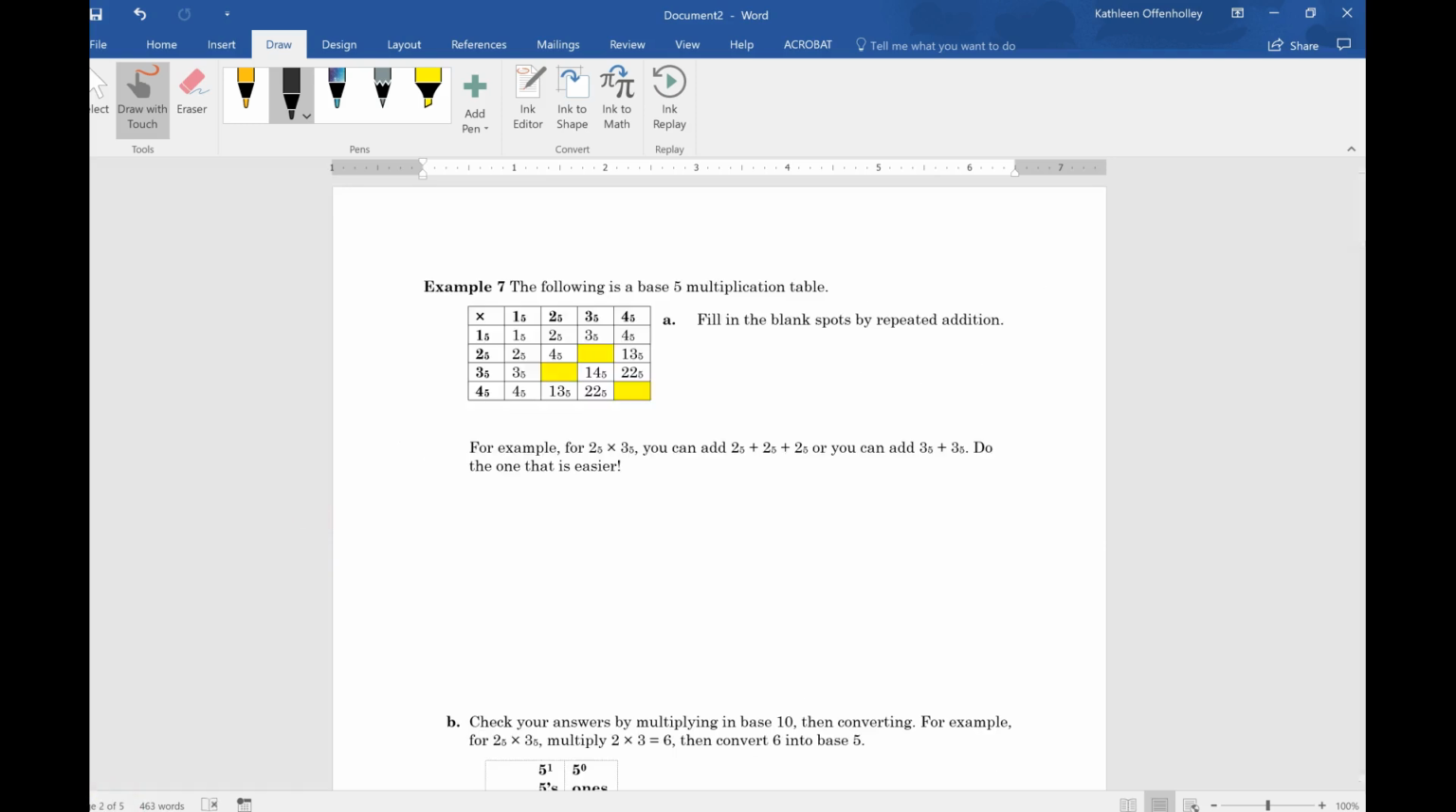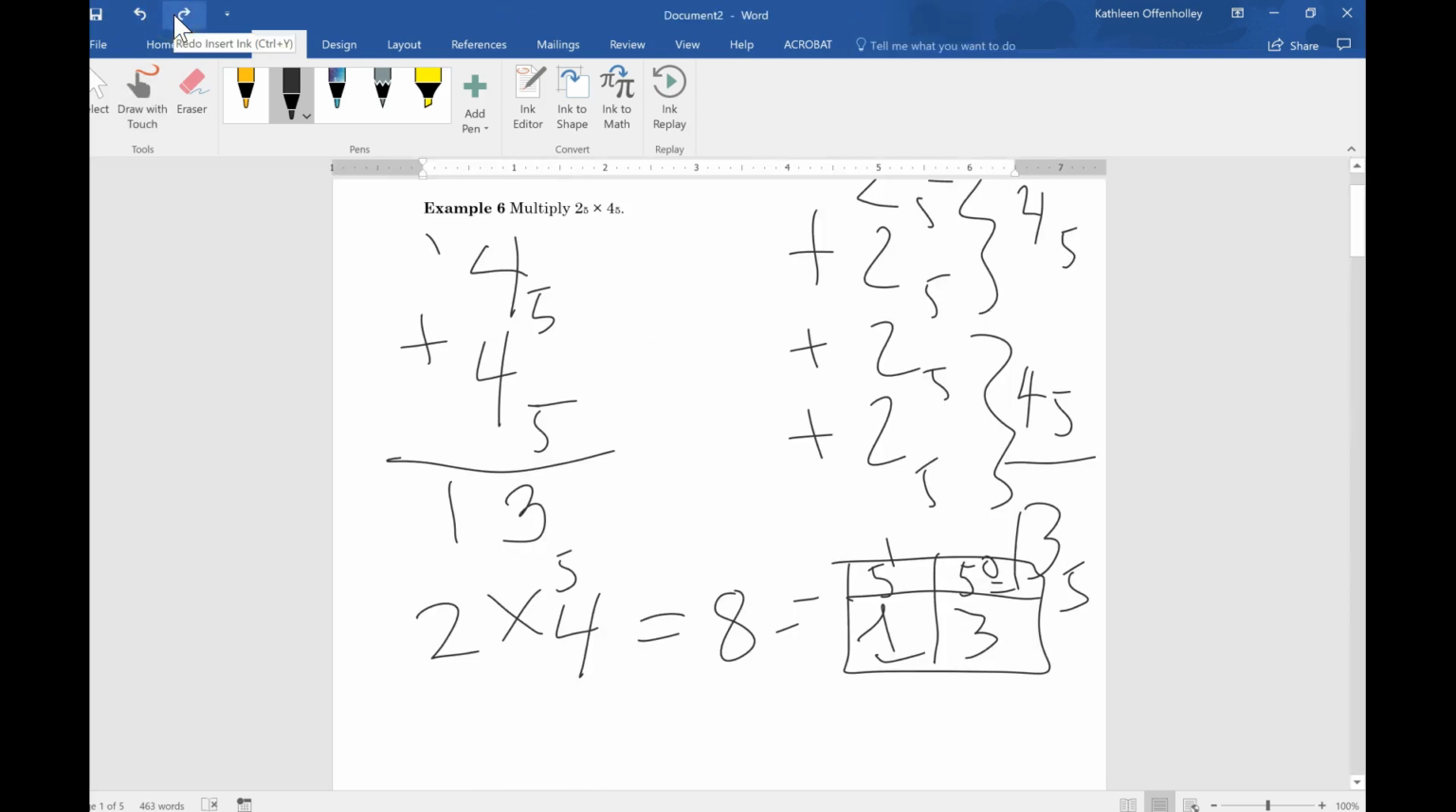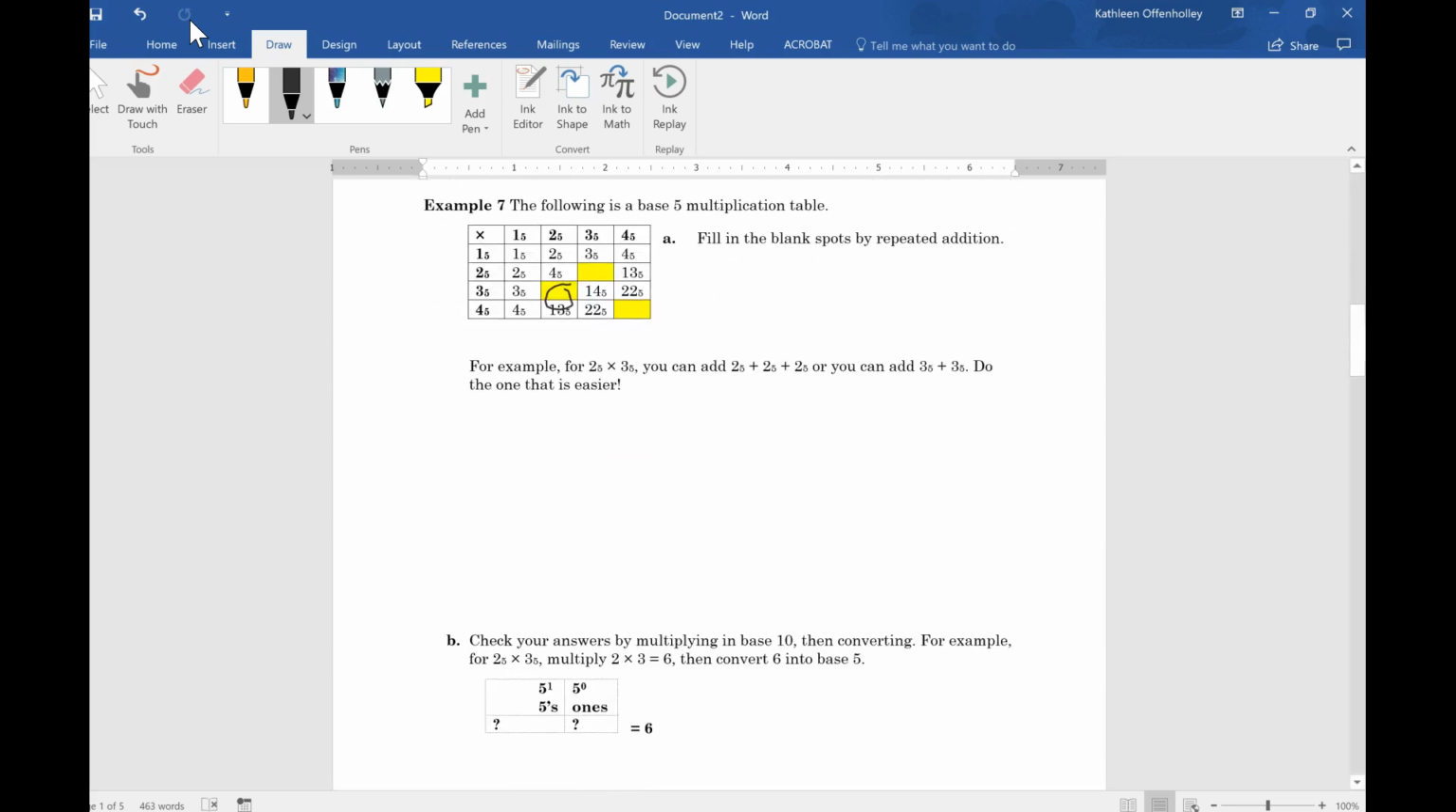Now, also in your textbook, you are asked to complete this base 5 multiplication table, and it has a bunch more base 5 multiplications. So right here, we want to figure out the answer to 3 times 2 in base 5. So how are we going to do that? We're going to do that the same way we did it in example 6. So let's look at 3 times 2 in base 5.